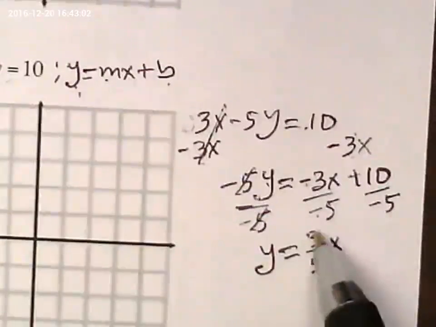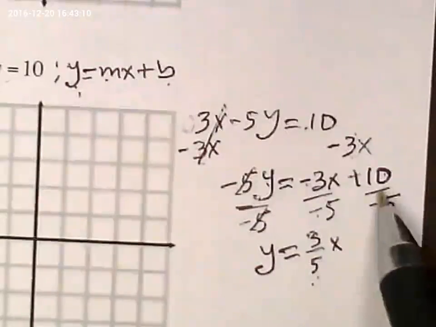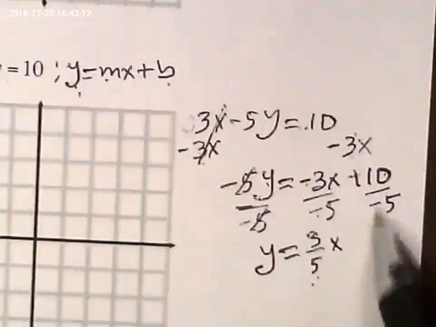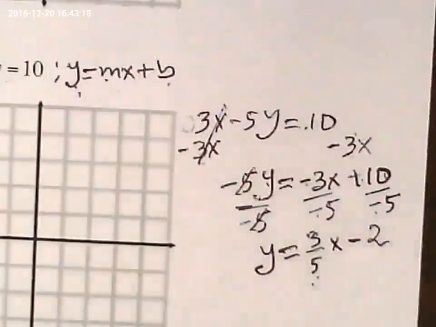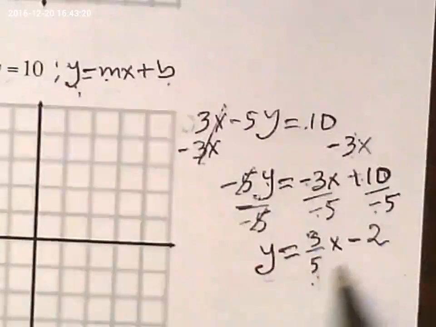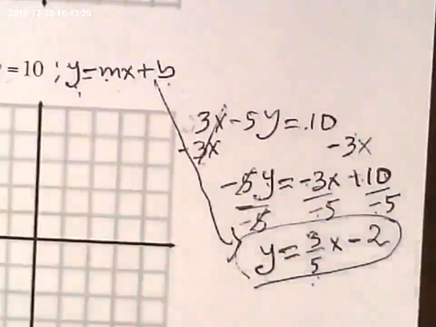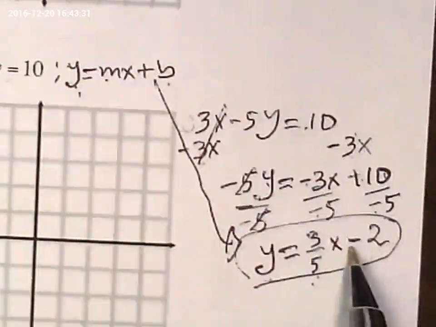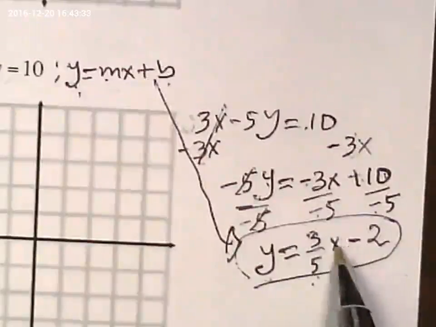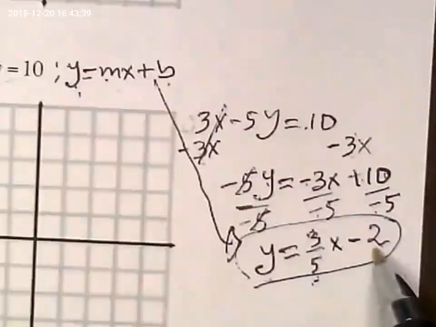So, slope means rise over run. Here I have rise 3 and run 5. Here is the y-intercept, which is 10 divided by negative 5. So positive times negative is negative. 5 goes into 10 2 times. Well, now this equation looks like your y equals mx plus b. Y equals mx plus negative 2. There's nothing here, that's why you're going to say plus negative 2. Slope, once again, is 3 over 5, and y-intercept is negative 2.